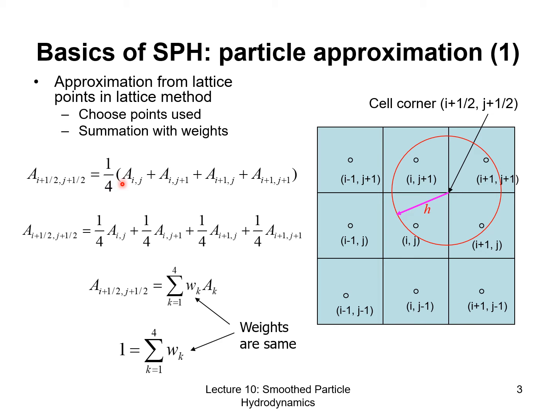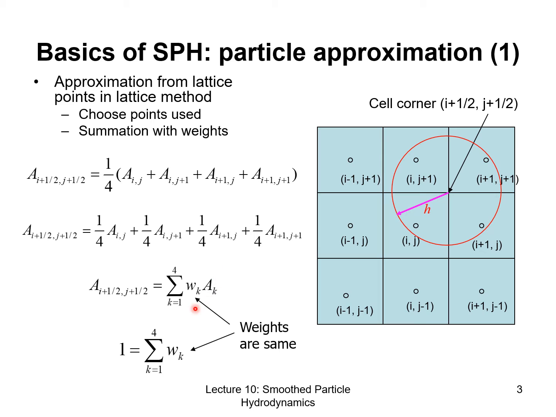And if you split each value with a factor of 1/4, then you can write it in a form like this. Basically it is a summation over all neighboring points. So the approximation of the corner value would be equal to the summed average of the 4 neighboring cell center values.